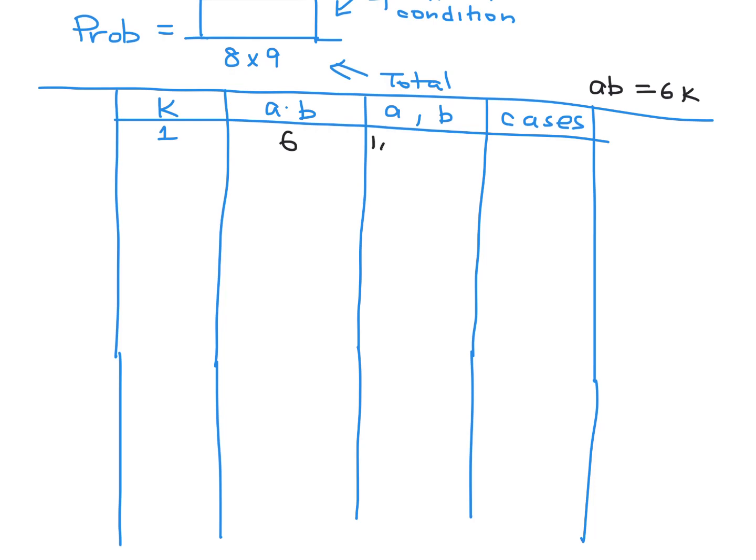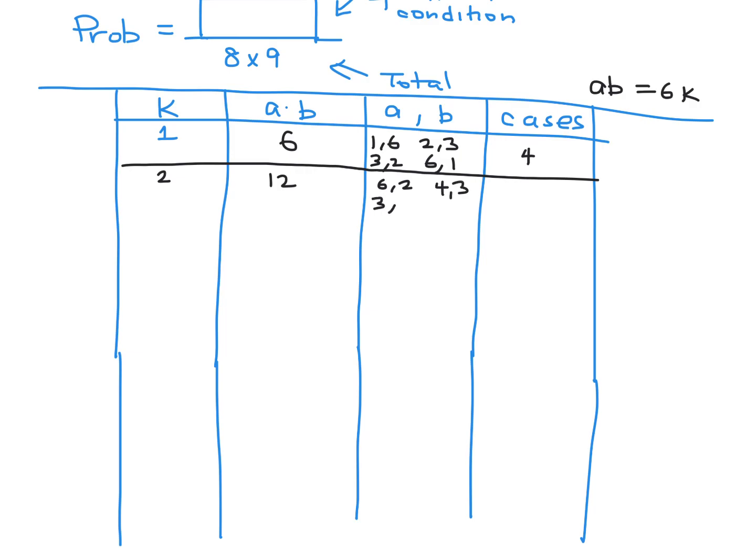You have (1, 6), (2, 3), (3, 2), and (6, 1). So we got four possible cases there. And this is really how we're going to do it. We're just going to crunch these out manually. I really don't think that there's a faster way. If there is, then you can definitely do it the faster way.